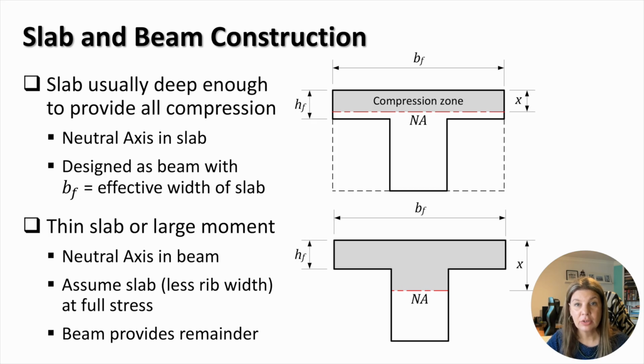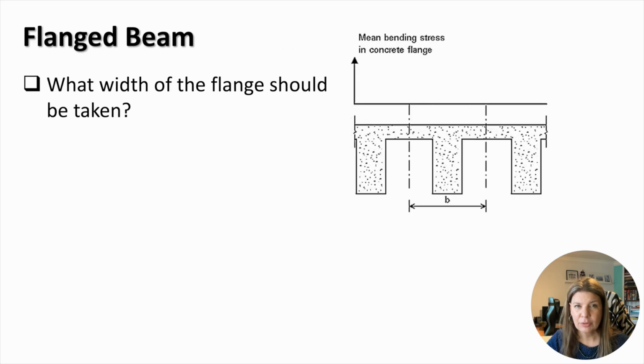Since concrete in tension is ignored in the model, it is not important how much concrete in tension is present in the section. Therefore, such a section is designed as a rectangular section with the width equal to the effective width of the slab. In the second design situation, the neutral axis is in the beam below the slab. This can occur when the slab is thin, or the spacing between the beams is small, and the applied bending moment is large. In this situation, the slab is assumed as fully stressed and the beam provides the remainder of the moment. Let's now try to answer what part of the slab should be considered as the flange.